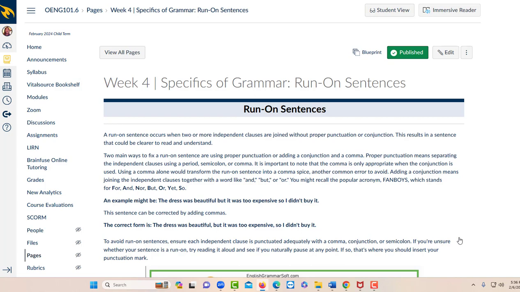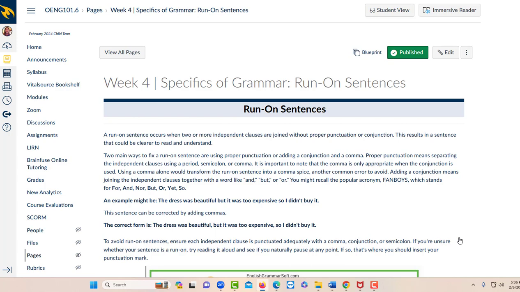Specifics of grammar: run-on sentences. A run-on sentence occurs when two or more independent clauses are joined without proper punctuation or conjunction. This results in a sentence that could be clearer to read and understand. Two main ways to fix a run-on sentence are using proper punctuation or adding a conjunction and a comma.